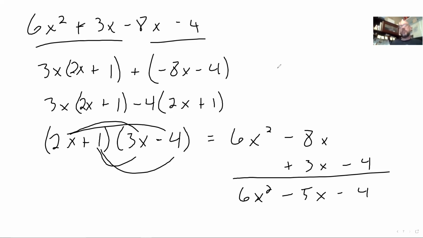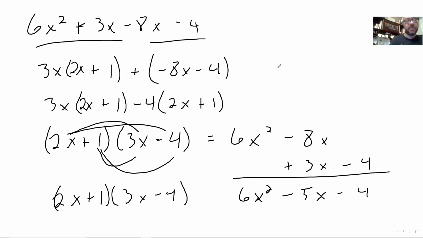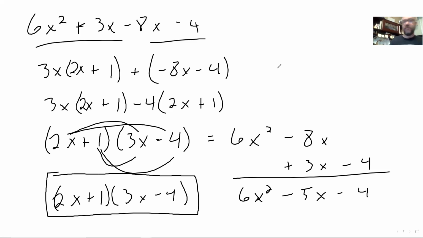That was the thing I was going for. So that means that the 2x plus 1 times 3x minus 4 is indeed what I wanted for my answer. You never have to worry, by the way, about there being a second option that it could factor as. Every polynomial only factors the one way, if at all. Not every polynomial factors, but all the ones that factor only factor the one way.